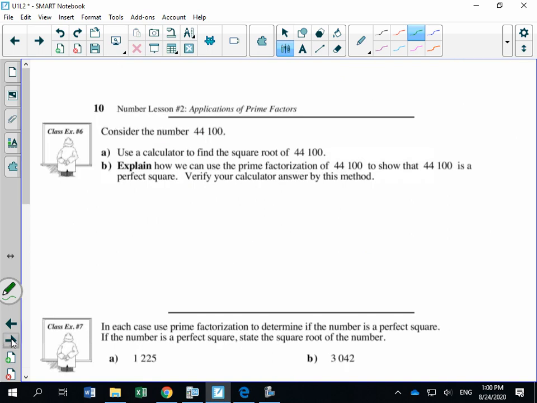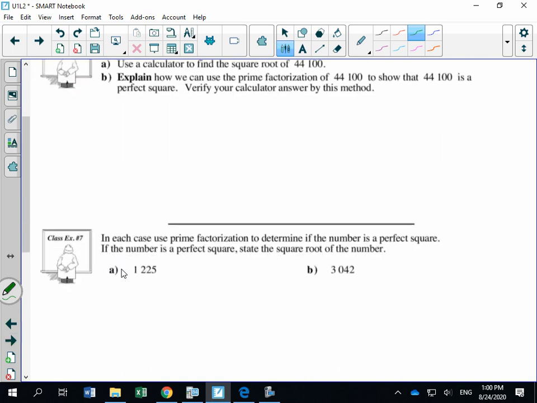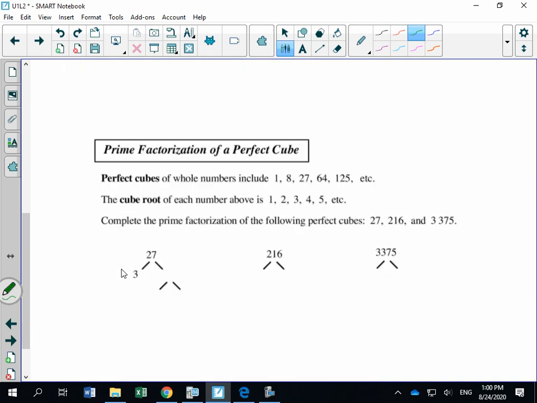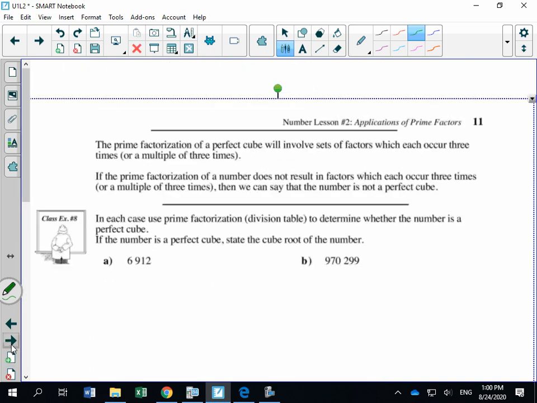Flip your page. Okay, we already did 6. It looks like this is a repeat. We did 7. Okay, let's do number 8.